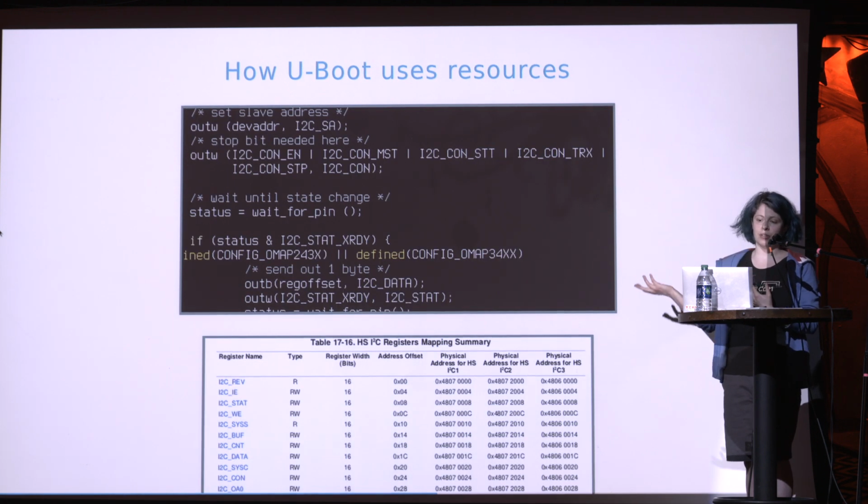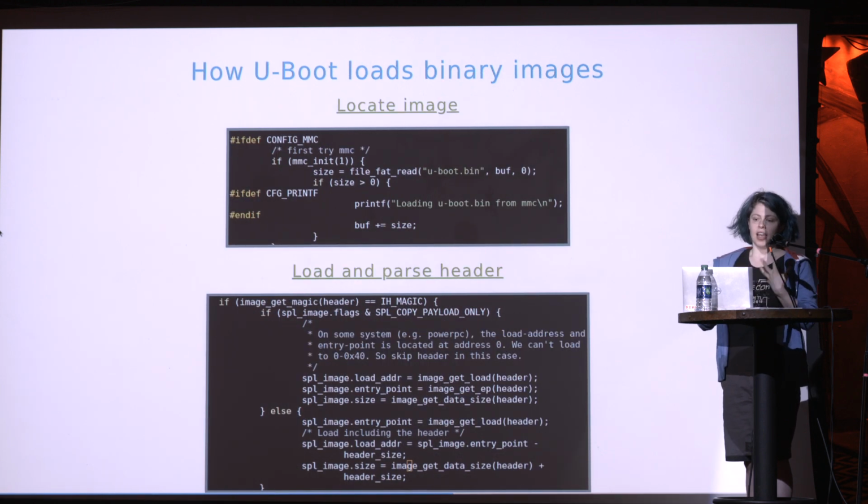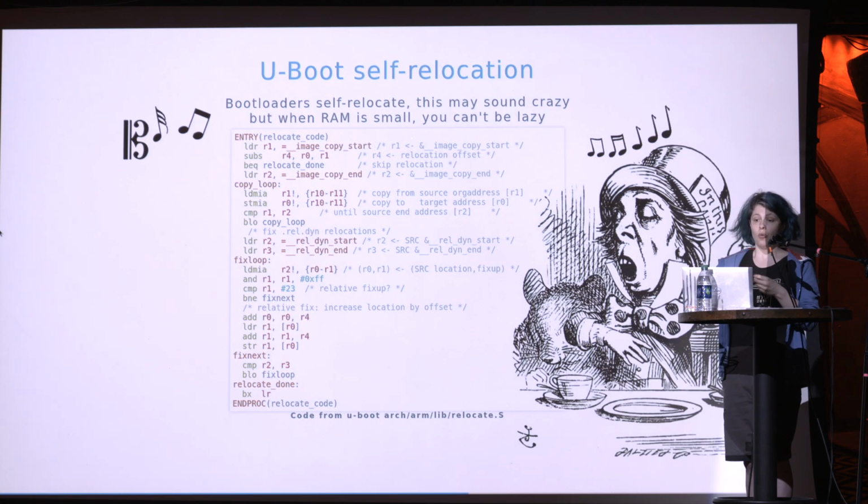And how it uses resources is often based on what it discovers, sometimes based on hard-coded addresses. So this is an example of it setting up or writing to the I2C bus. And the bottom table is just the documentation on the chip of the address of each of these memory-mapped registers, and they correspond to these magic numbers in the code itself in order to make use of these resources. And again, when it's loading images, it's crawling the file system, parsing headers, and using that header information to figure out what to do next.